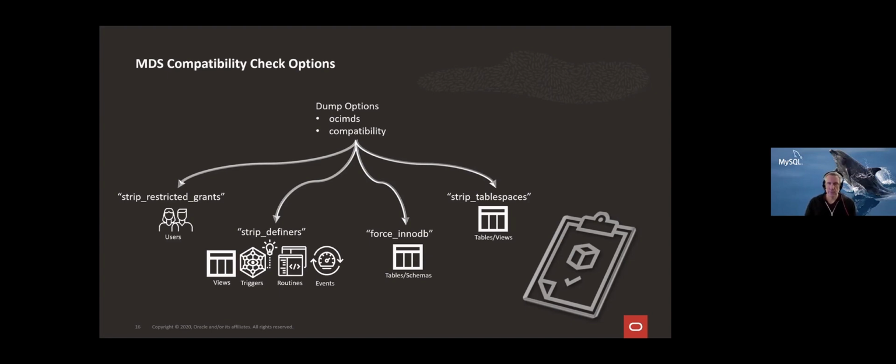But then, more granularly, you can tell it to convert. For example, if the source is on premise and using the MyISAM storage engine, you can tell the compatibility checker to convert the storage engine from MyISAM to InnoDB. So that's one example. There are a couple of things like that that can be done to help compatibility.